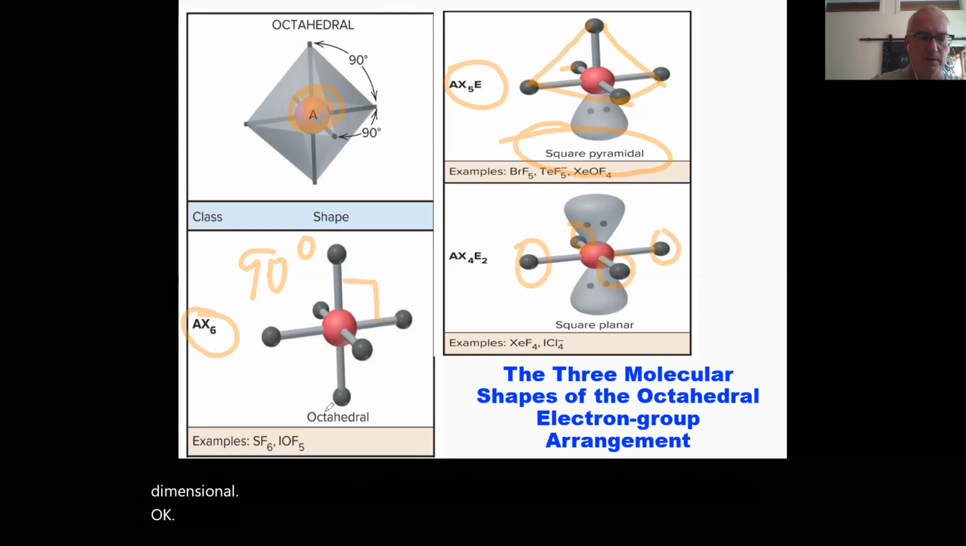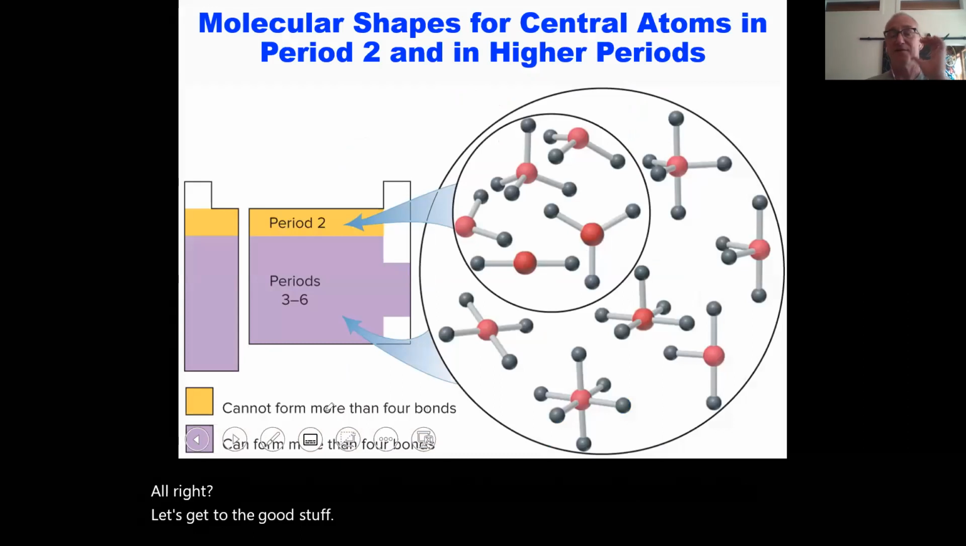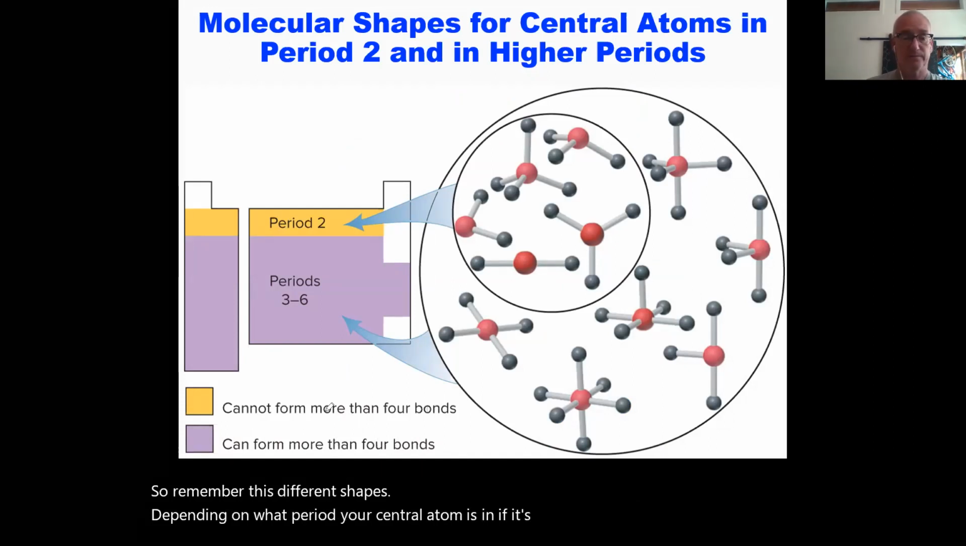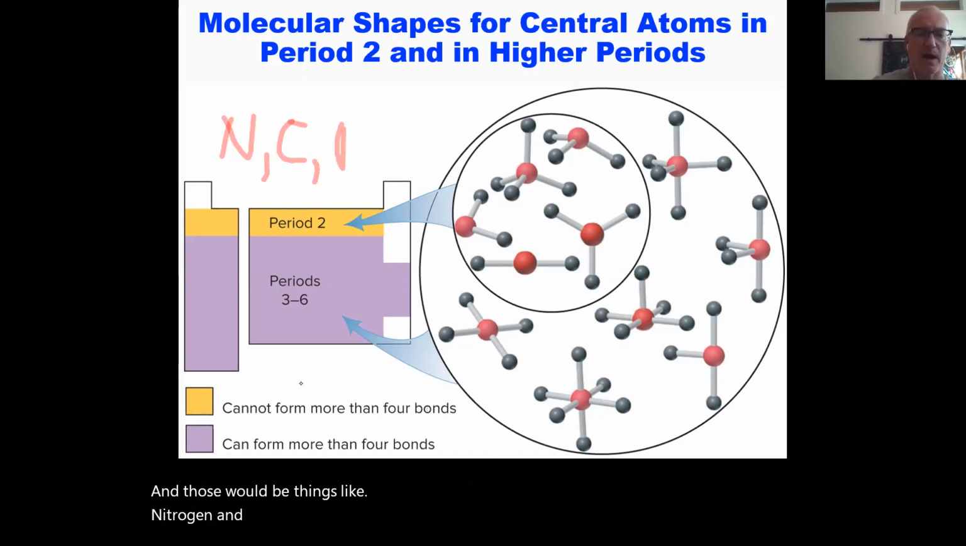All right. Let's get to the good stuff. So remember, there are different shapes depending on what period your central atom is in. If it's in period 2, and those would be things like nitrogen and carbon and oxygen, those can only form 4 bonds total. And so we don't have any of these more bizarre shapes. They only have 4 areas of electron density around them.